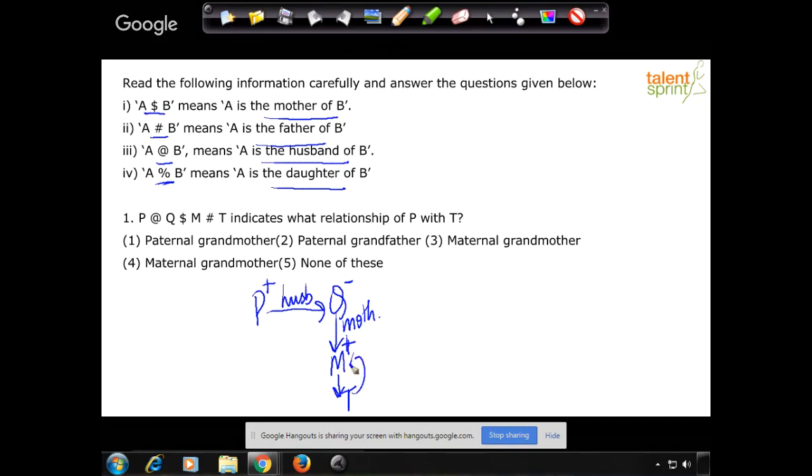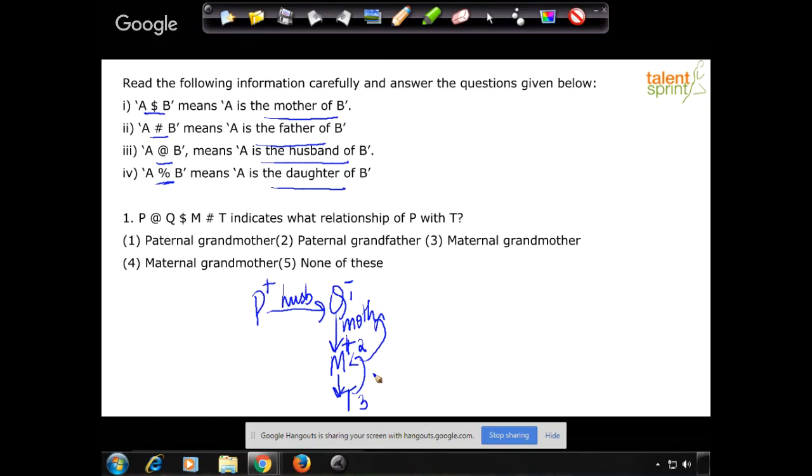T to M is 1. This is the second generation. If you notice, Q is generation 1, M is generation 2, and T is generation 3. And P and Q belong to the same generation, which means that there has to be the relationship of a grandfather or a grandmother. Now, since we have established that, let us see whether it is maternal or paternal.